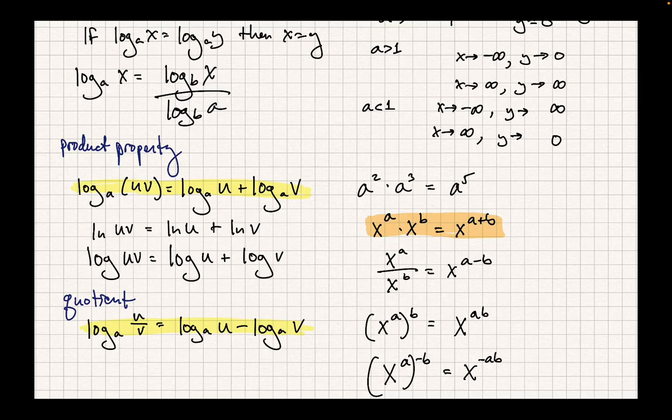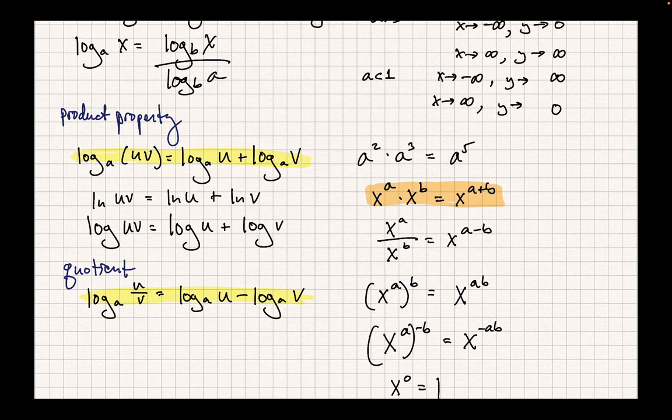And can I write these in natural logs and log base 10s? Cormac, give me one. ln of u over v equals ln u minus ln v. Good job, Cormac. Patrick, give me one. Log of u over v equals log u minus log v.